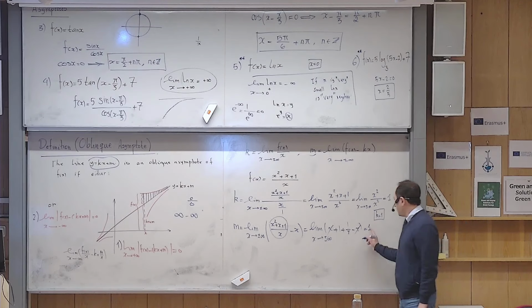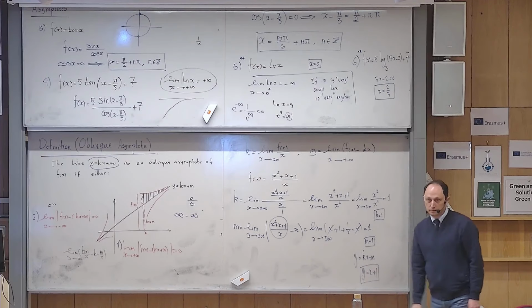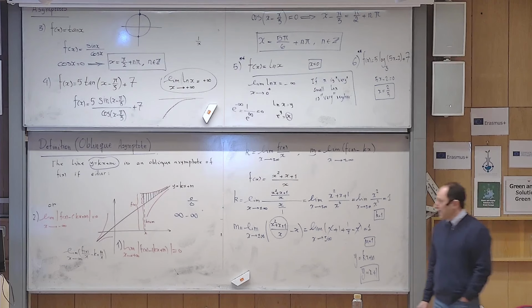So what happens? M is 1. And then the asymptote that you are supposed to write is kx plus m, but both of them are 1, so it becomes x plus 1. So this is the correct oblique asymptote.